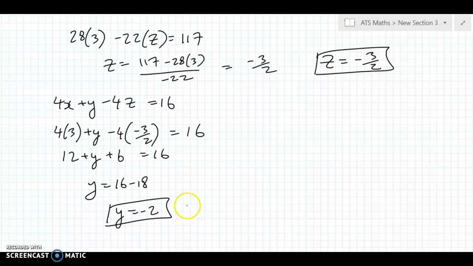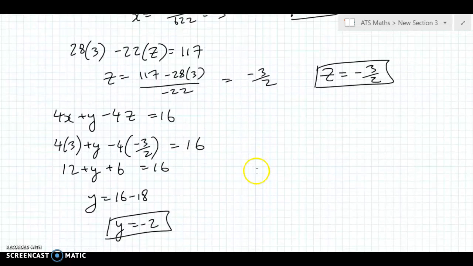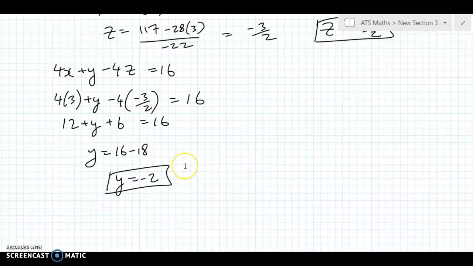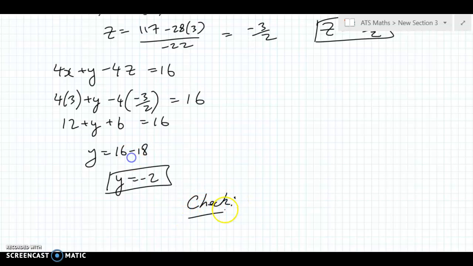So that's it. X, y and z figured out, and you could plug them back into one of the original equations if you had time to check.